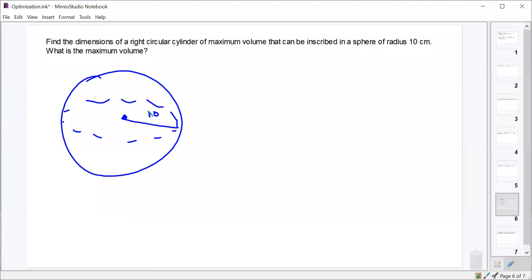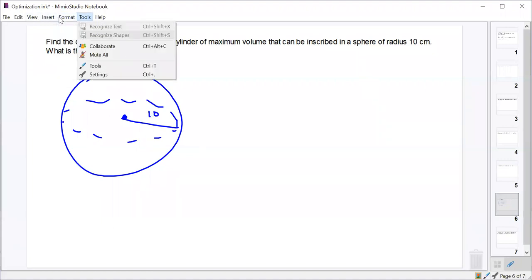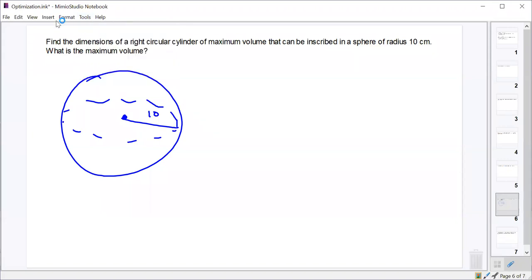Everybody good with that? Hopefully. We want to put inside of that a cylinder, and we want to figure out what's the maximum volume of that cylinder.